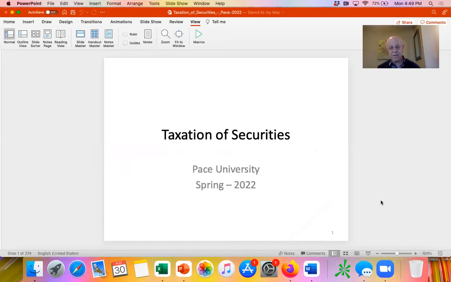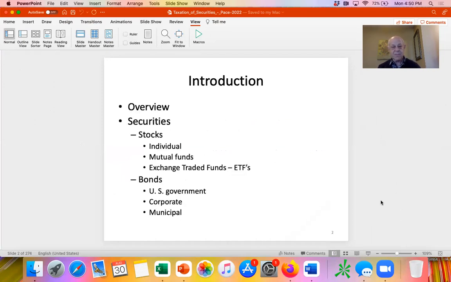Right? And this is the PowerPoint. And you've already seen this in your material, because I've broken out each section of the PowerPoint that goes with each class. So what are we going to be talking about? Securities, the taxation of securities. And the security that I think we're most familiar with is stocks. And what are stocks?